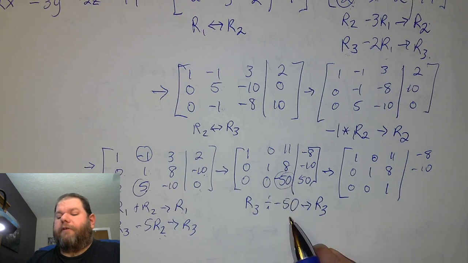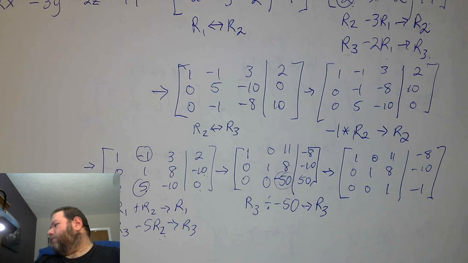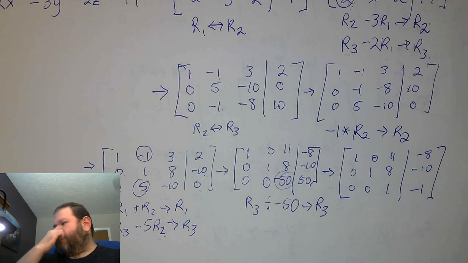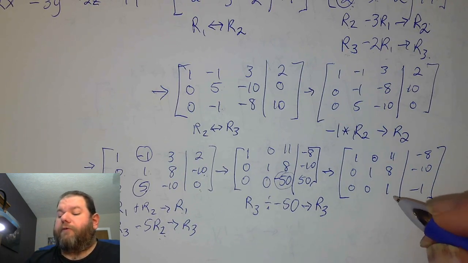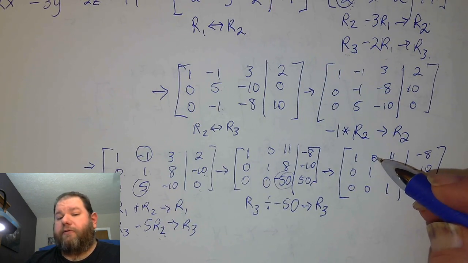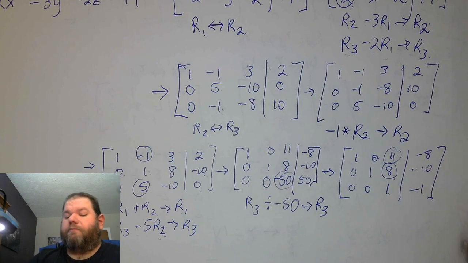Now, negative 50 divided by negative 50 is positive 1, and then 50 divided by negative 50 is negative 1. Okay, we're almost done with this problem. We have 1s where we want them, we have these 3 zeros where we want them, we have that 0 where we want it, so now we just have to zero out these last two terms here.